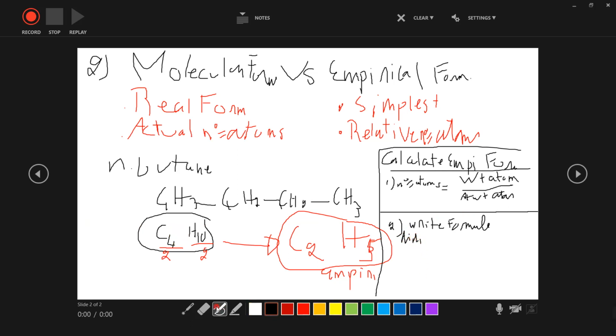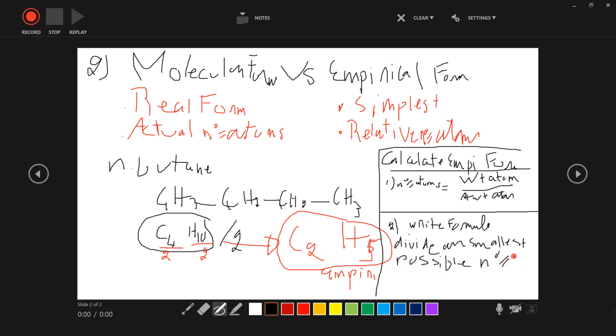After obtaining the formula, I will divide it exactly like we did here. We obtain the number of atoms and then we divide by the smallest possible number. By these two steps, I can obtain my empirical formula.